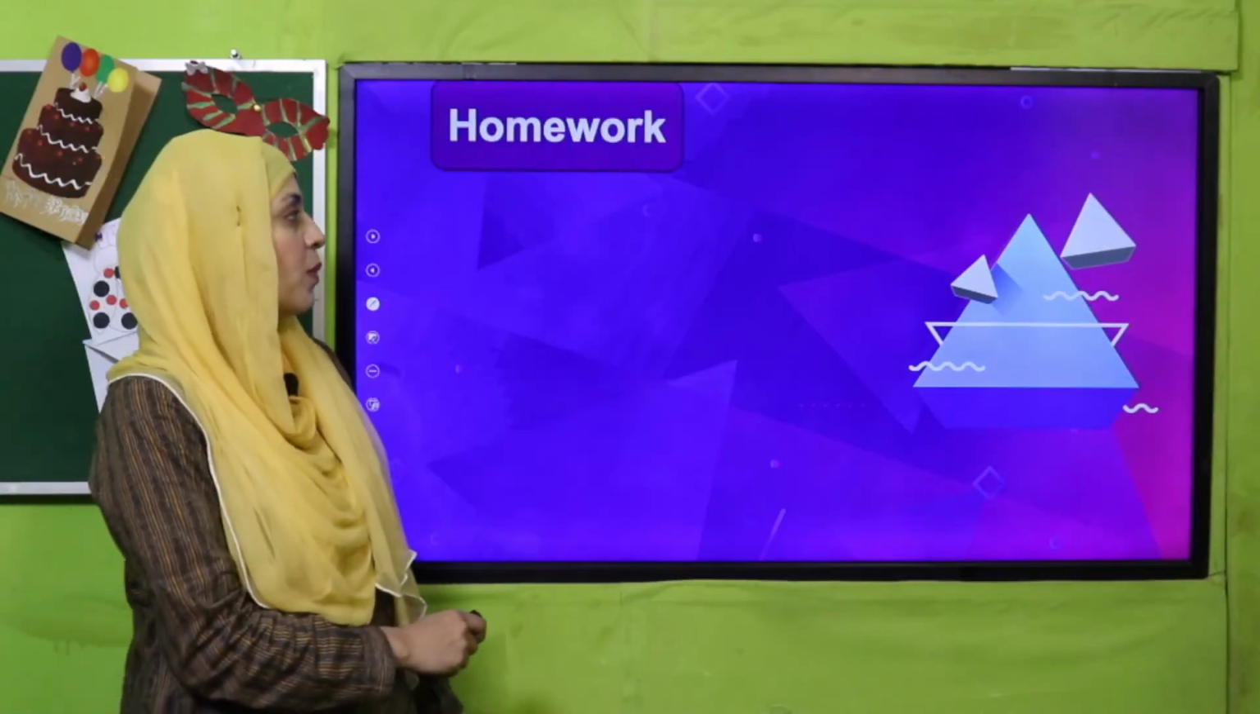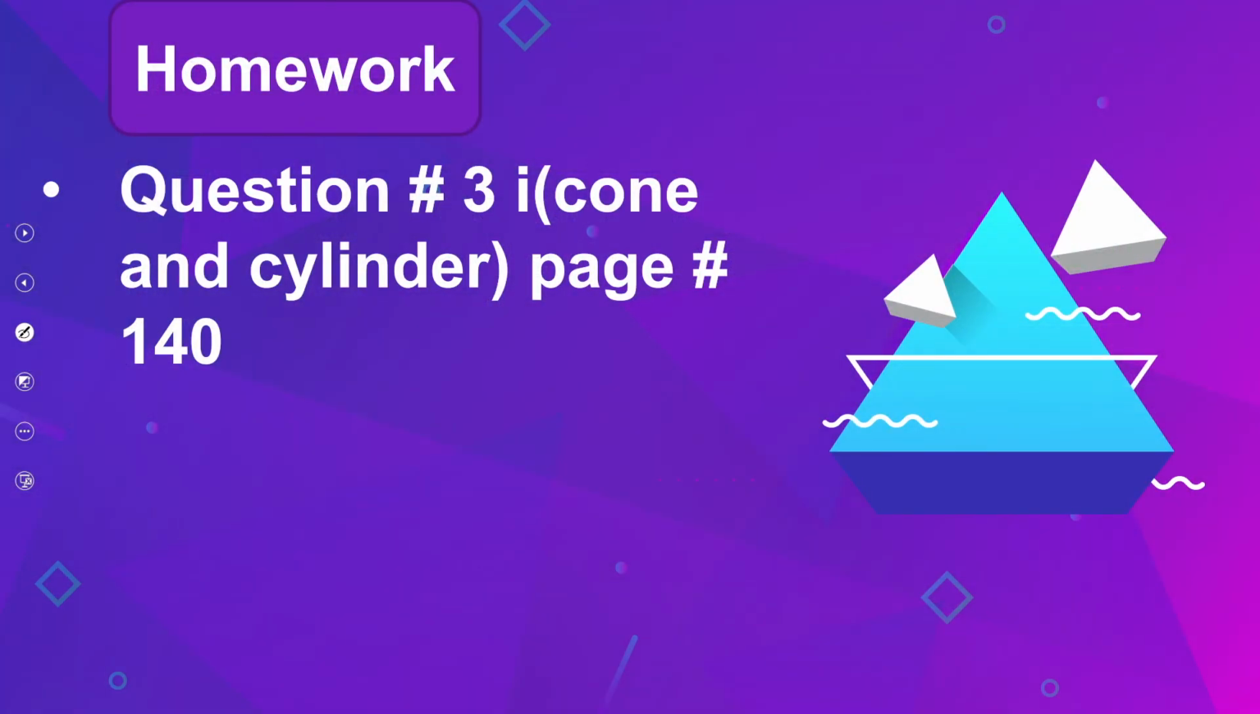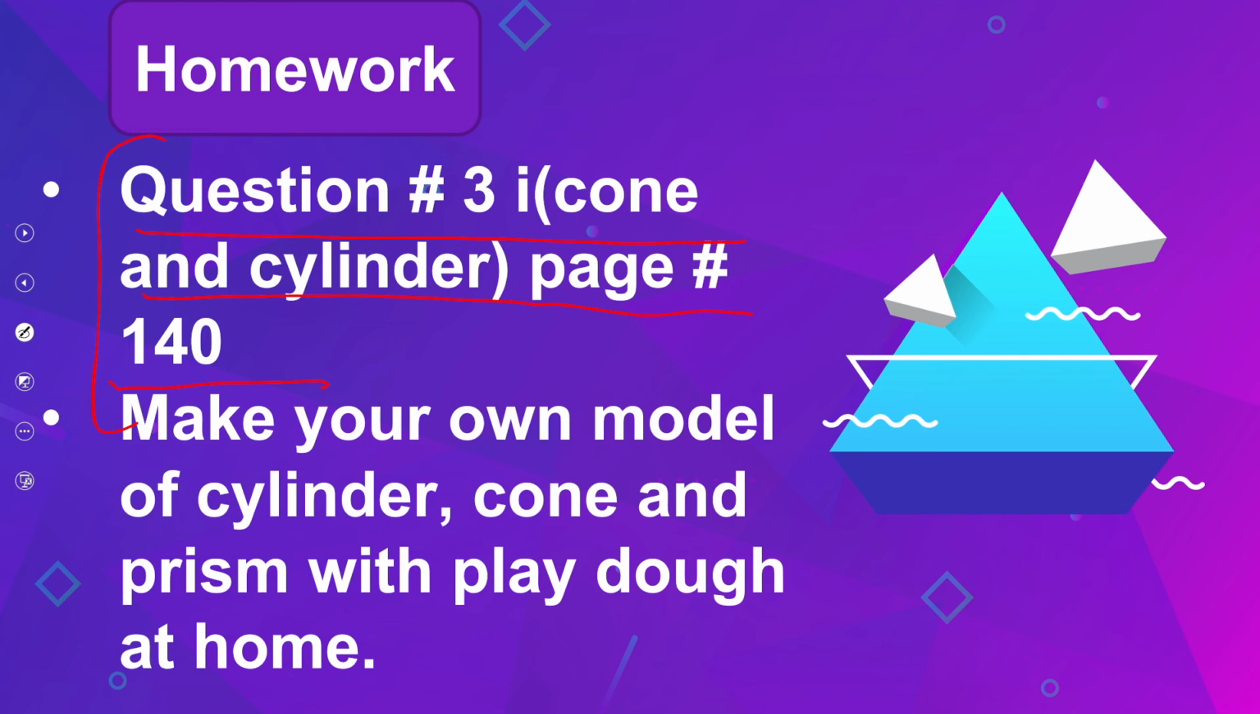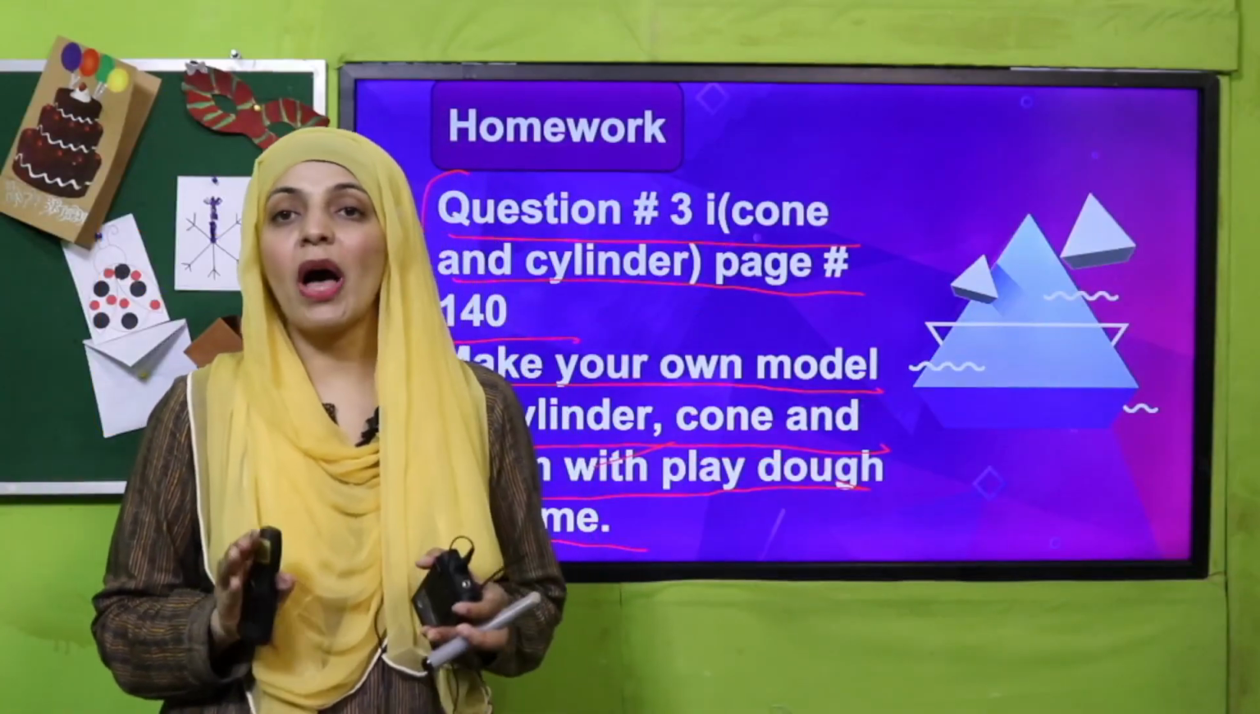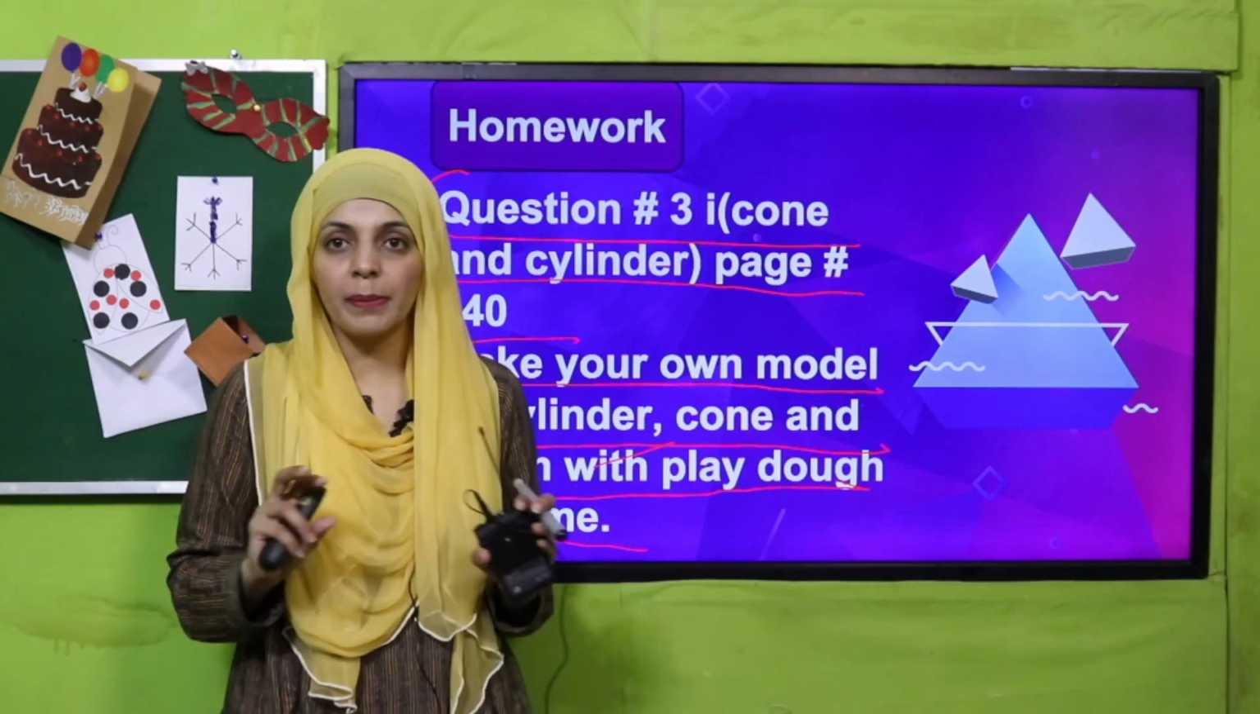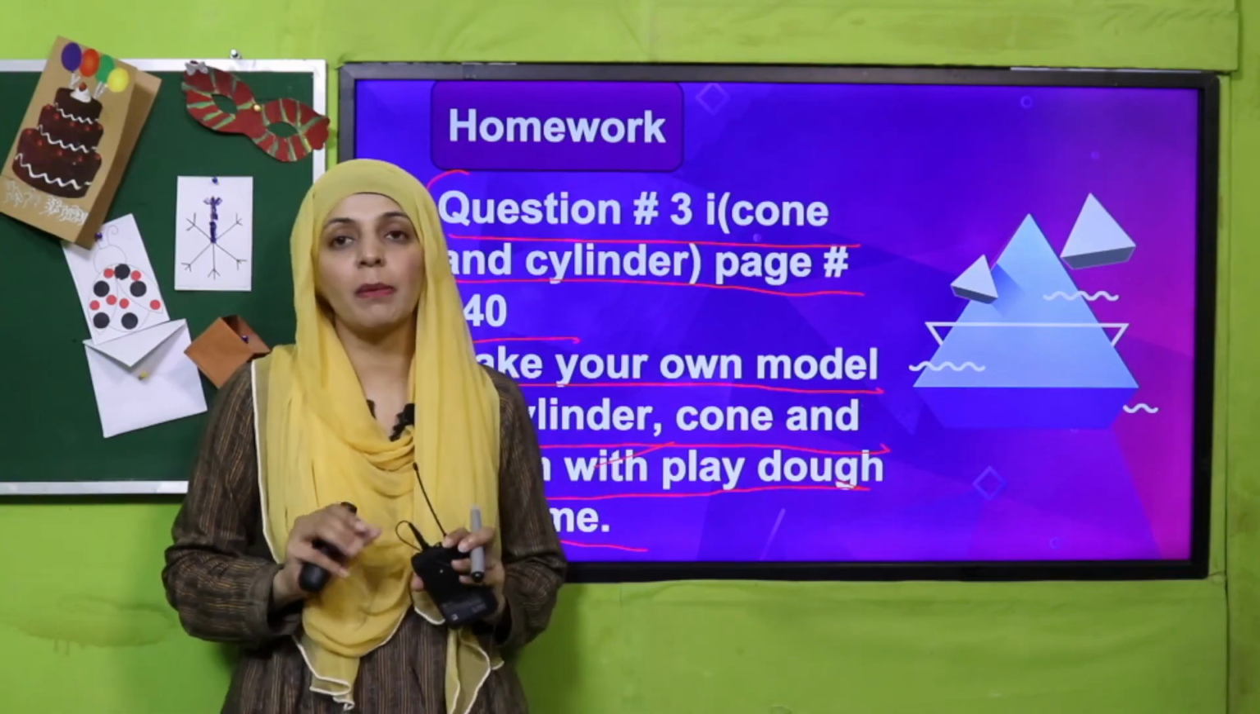Now let's quickly move forward towards the homework. For homework, you will do question number 3, cone and cylinder, page number 140, in your notebooks, and make your own model of cylinder, cone and prism with Play-Doh at home. So by using your Play-Doh at home, you have to make different models that we just made. You have to practice all three shapes at home as well.